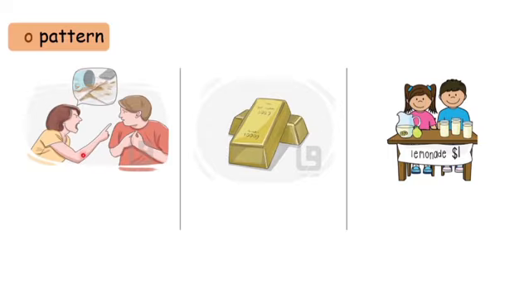Okay, the last pattern here. What is the word? Scold. Great job. What about this one? This is gold. The last one. Sold. Excellent. So these are the words for the O pattern.